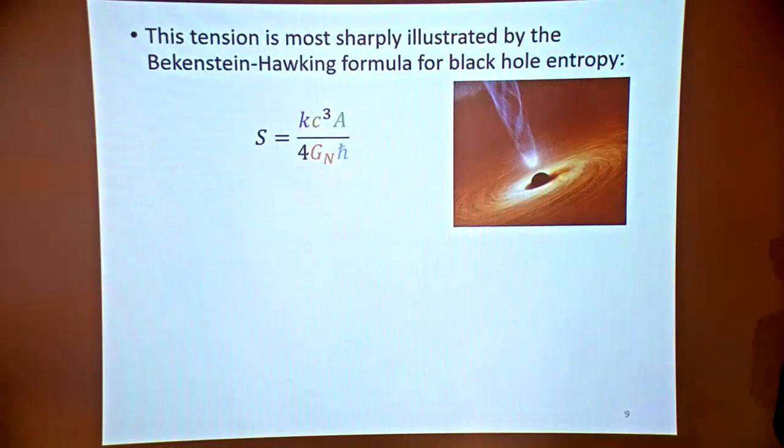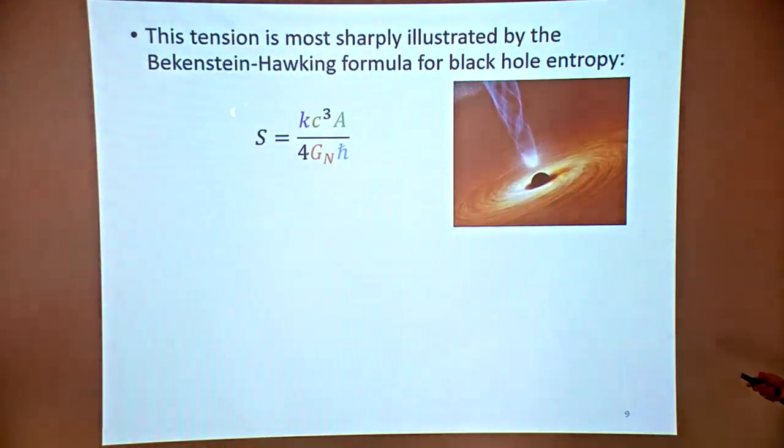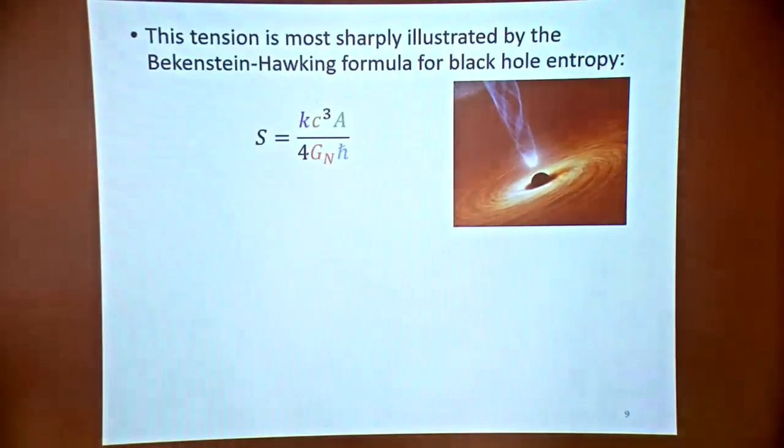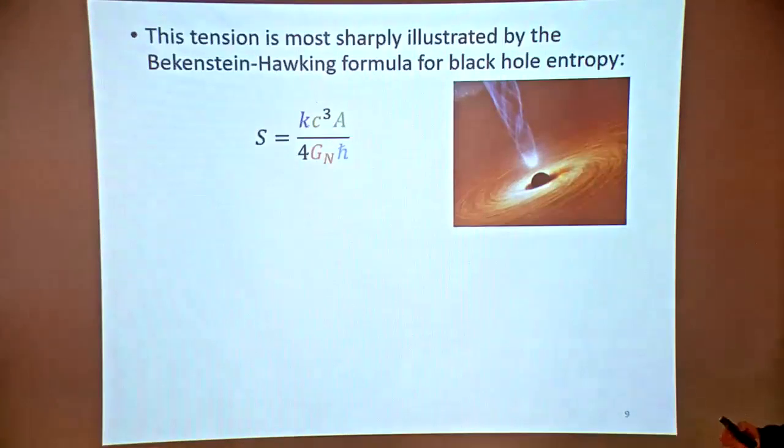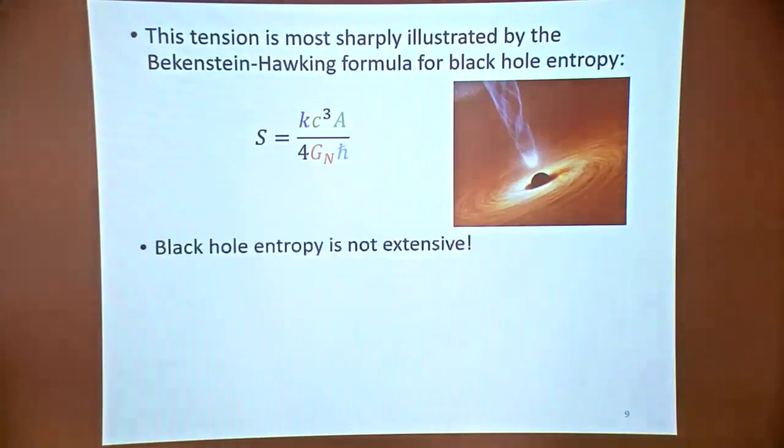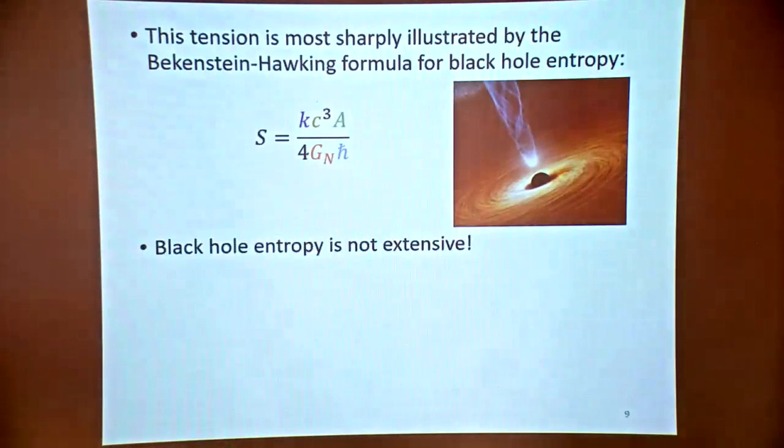I think the tension is most dramatically illustrated in the so-called Bekenstein-Hawking formula for black hole entropy. So apart from a number of fundamental constants here in this formula, it's telling us that the entropy of the black hole is proportional to the area of the horizon. It's important that it's proportional to the horizon area, not to the volume of the inside. In particular, this means black hole entropy is not extensive.